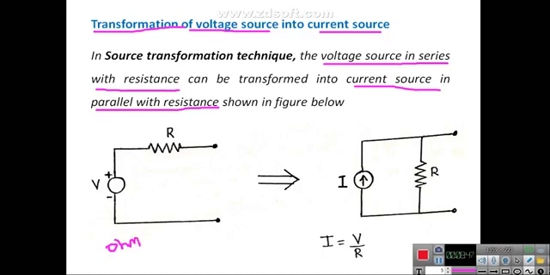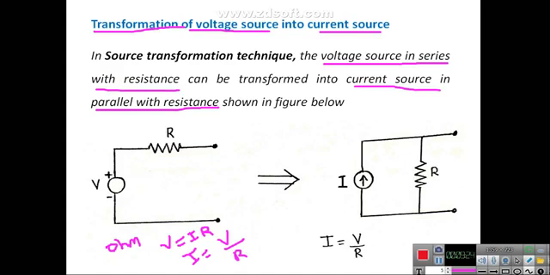What is Ohm's law? As per Ohm's law, V is equal to I into R, and I is equal to V divided by R. Suppose you want to convert voltage source into current source. What to do? You require the voltage as well as the resistance. In this given network, or a part of the network, V is known, R is known, so you can easily find out the current I.